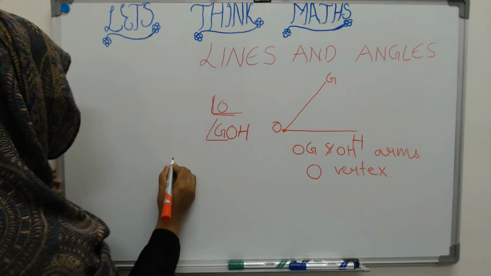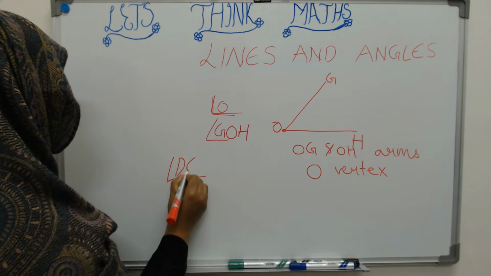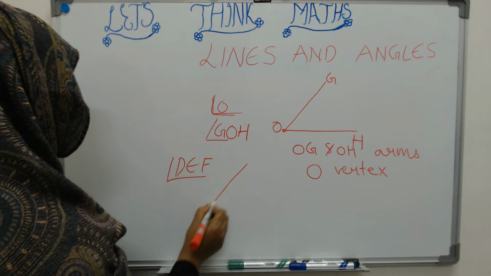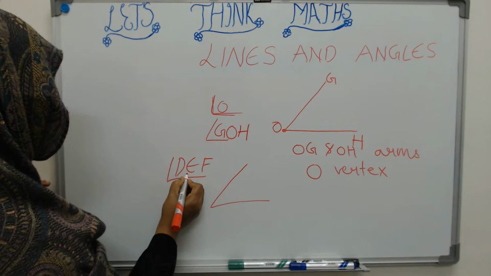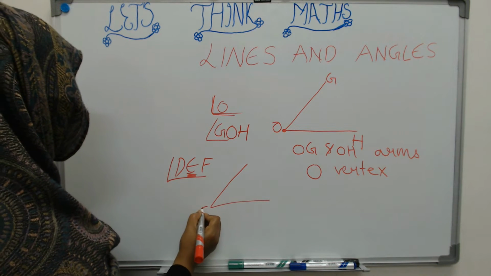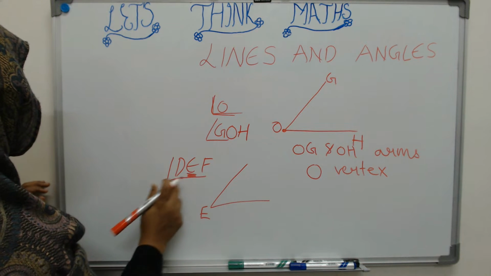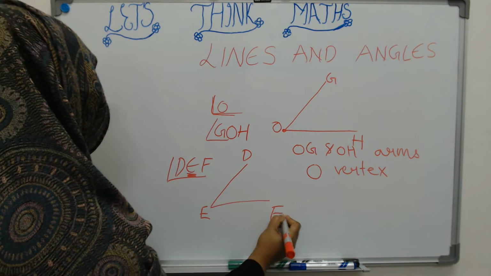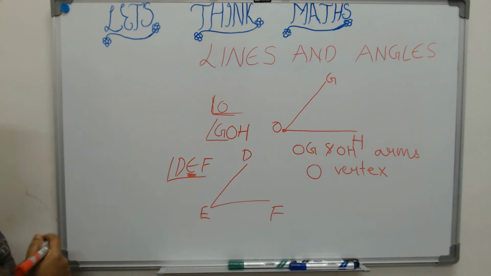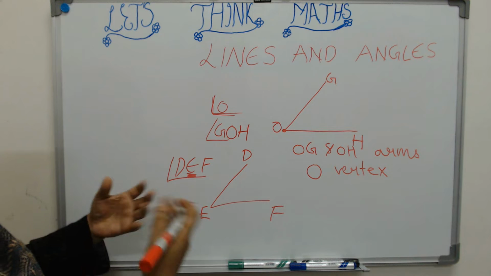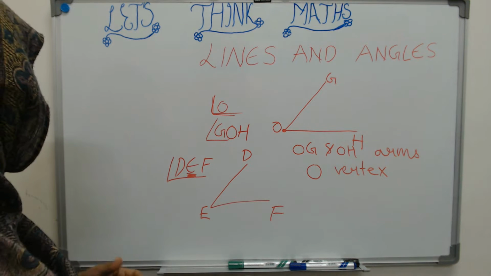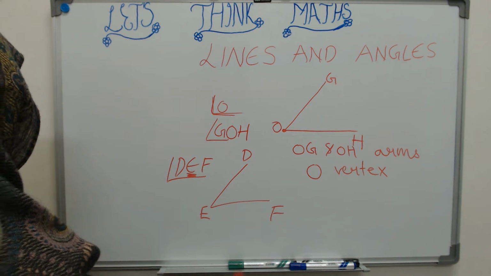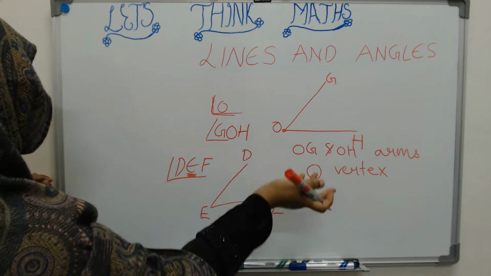For example, if I say DEF, can you tell me how this will look like? So, this is an angle. What will be its vertex? Its vertex will be E, and what will be its arms? DE and EF. Now, you know how an angle looks like. So just like we human beings, we live next to each other, we live adjacent to each other, or we live opposite to each other. Just like that, the angles also live next to each other.